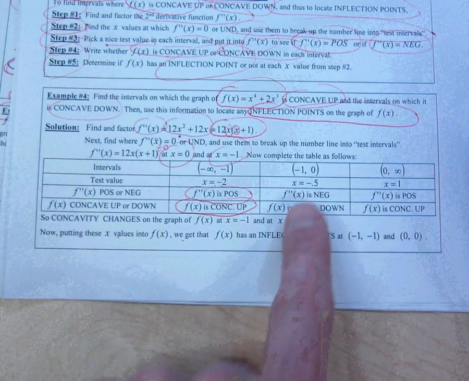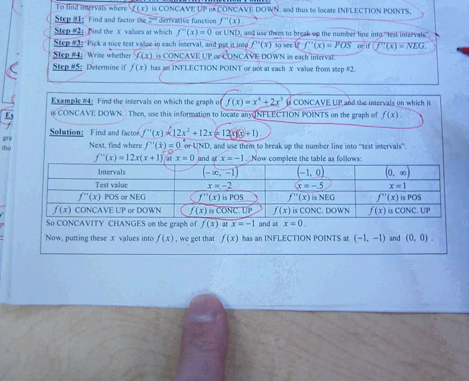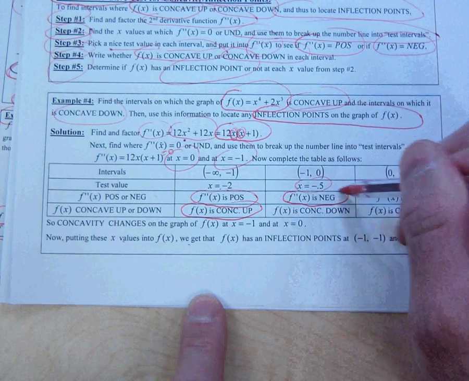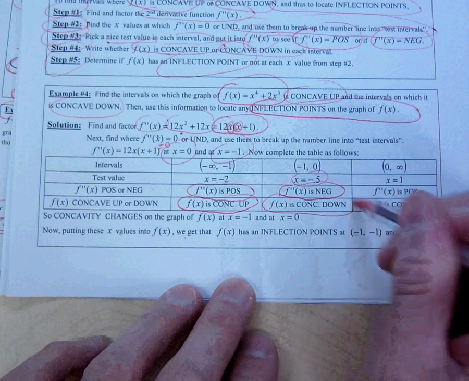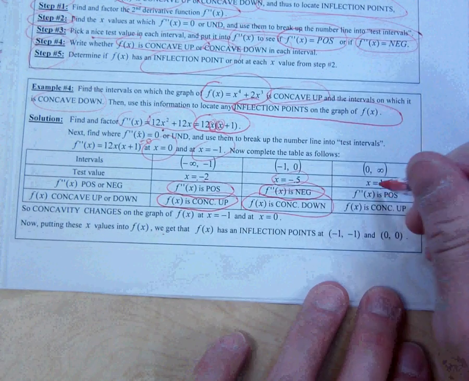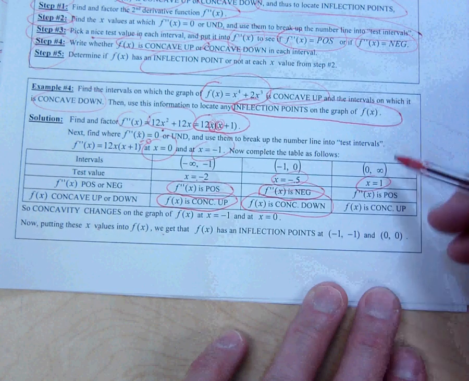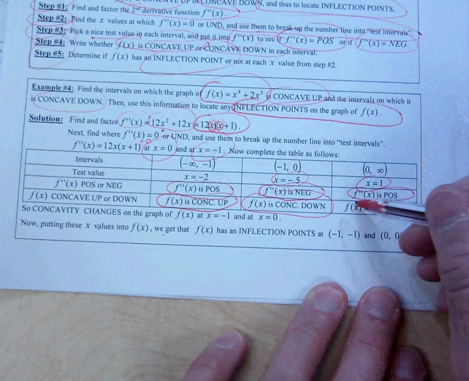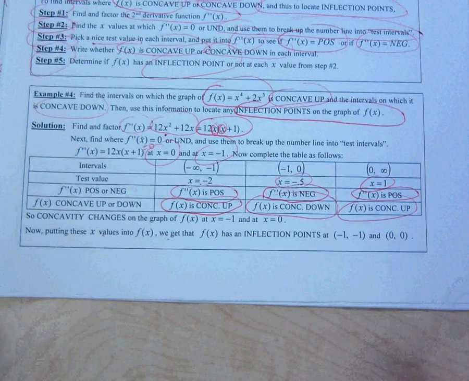Okay, then I picked the next test value and I stuck it into f double prime. And what do I see? f double prime is negative. And therefore, what can you say about f on that interval? f is concave down. Here, if I stick in a 1 there, f double prime is positive, meaning f is concave up.